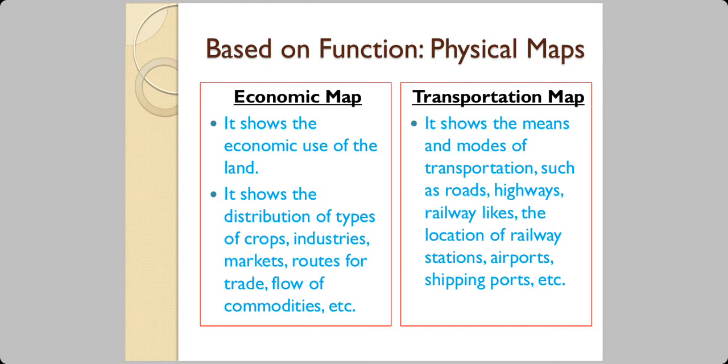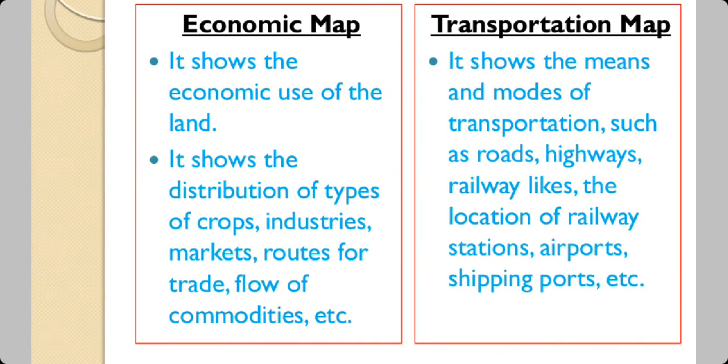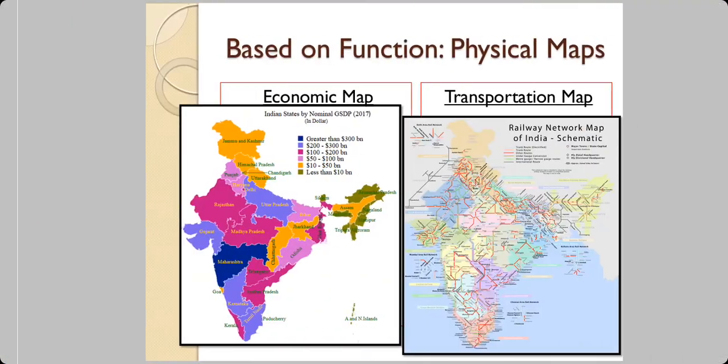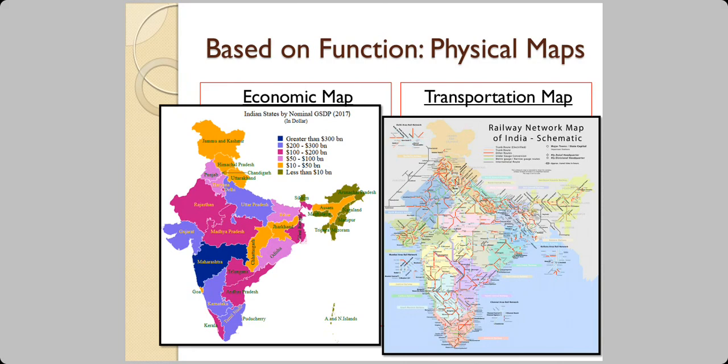Then again we have the cultural maps known as economic map and transportation map. Now, economic map shows the economic activity on that land or the economic use of the land. It shows what types of crops are grown and where, what types of industries and markets are present, what are the routes for trade, and how the commodities flow, and so on. And transportation shows the modes of transportation available in that area, such as roads, highways, railway lines, the location of railway stations, airports, shipping ports, etc.